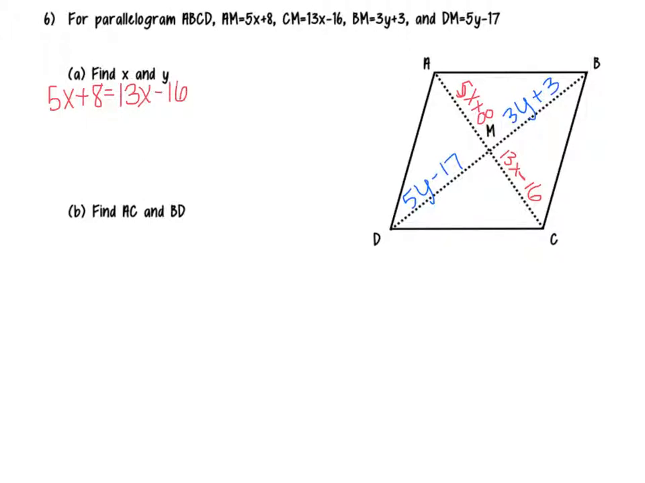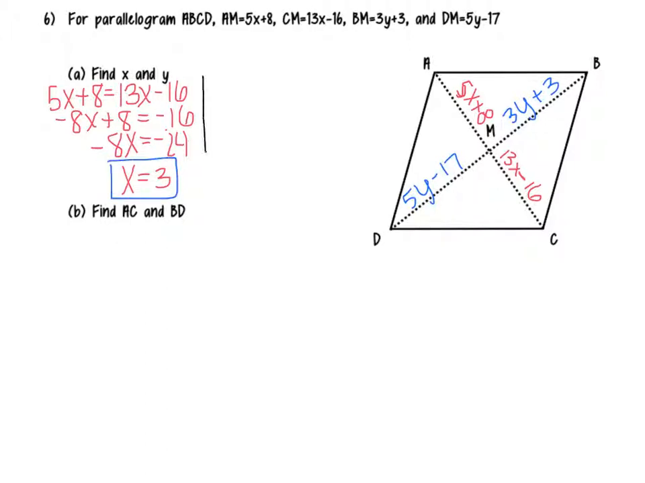I am going to subtract 13x on both sides, and that gives me negative 8x plus 8 is equal to negative 16. I subtract 8 on each side, and I get negative 8x is equal to negative 24. I divide both sides by negative 8, and I get x is equal to 3. I'm going to box that because that is part of my answer.